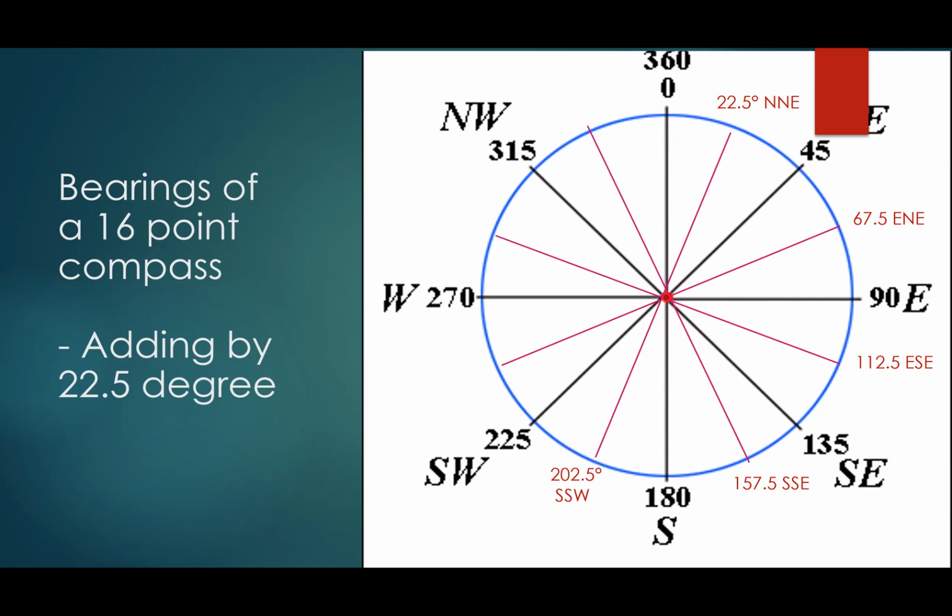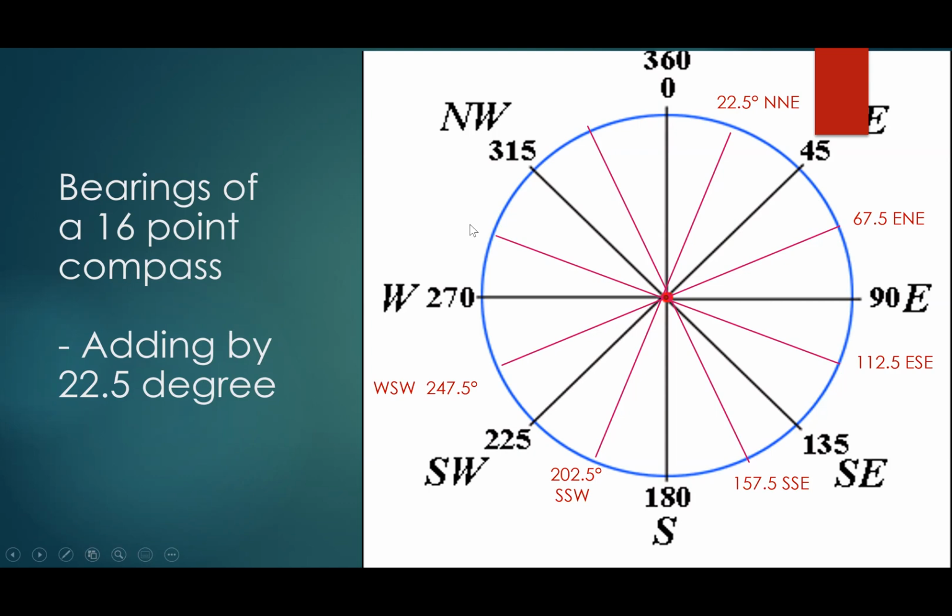202.5 degrees plus 22.5 degrees will give us 225 degrees. Now, what is the direction we are going to put here? West, southwest. So 225 degrees plus 22.5 degrees will give us 247.5 degrees. 247.5 degrees plus 22.5 degrees will now give us 270 degrees, which is west.